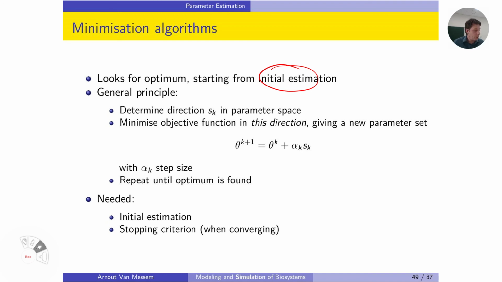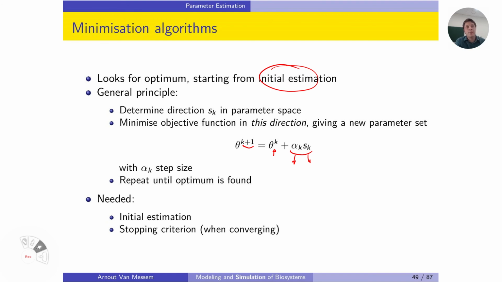So basically what you get is my parameter set in step k plus 1. So theta superscript k plus 1 means it corresponds to step k plus 1 in my iterative process. It's my previous values, so it's theta k plus a step towards the minimum. So I have an alpha k, which is a step size, times s k, which gives me the direction in which I am minimizing. So you choose a direction and you take a step towards the minimum in that direction.